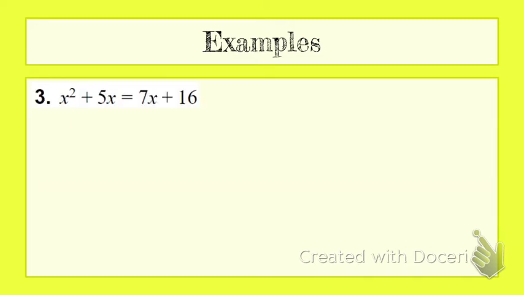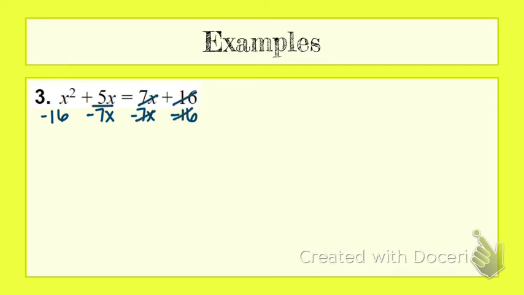For number 3, you're going to notice that our equation is not equal to 0, so we need to move some things around. I'm going to shift everything to the left just because that's kind of my usual style. It doesn't really matter which side you put it on, but we're going to subtract 7x from both sides. And then we also need to subtract 16 from both sides, so I'm just going to write that over here. So these are both going to go to 0.